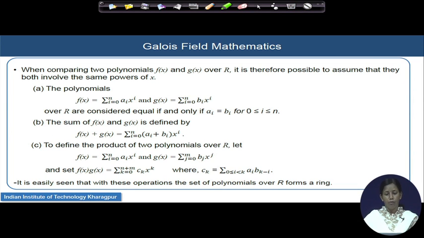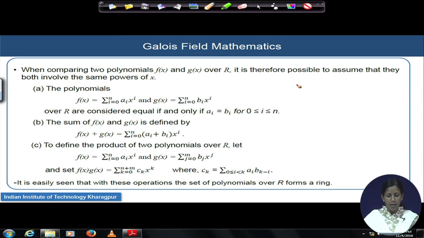When comparing two polynomials, suppose f(x) and g(x) are two polynomials over this R, and let us also assume that both of them have the maximum power of x equal to n. So the polynomials can be written like this: f(x) is equal to a_i x^i, g(x) is also b_i x^i. Under what condition can we say both polynomials are equal? The condition is if and only if a_i is equal to b_i. As the higher order is going up to n, this is the sufficient situation.